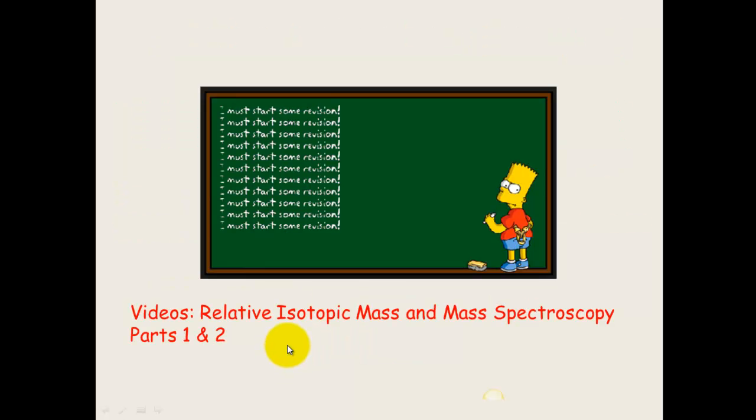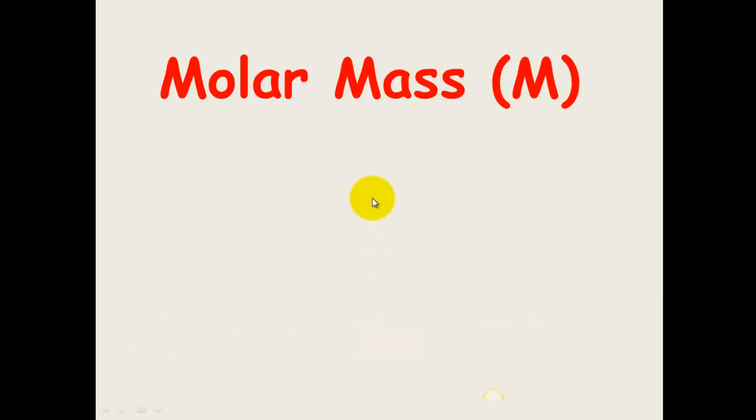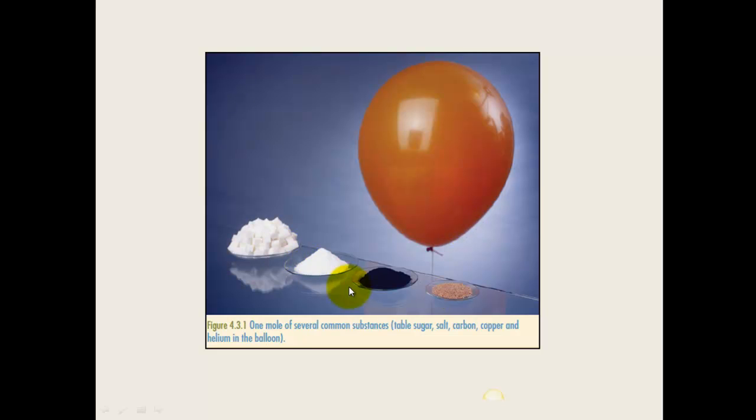Okay, if that's all very confusing for you, please go back and go over relative isotopic mass and relative atomic mass. Otherwise, let's keep going. So, molar mass equals the mass of 1 mole. Now, remember that moles of substances have different masses. So here we've got table salt, sugar, some carbon, some copper and some helium. There's 1 mole of all of these substances, but they've all got different masses.